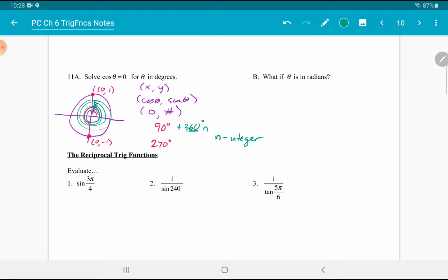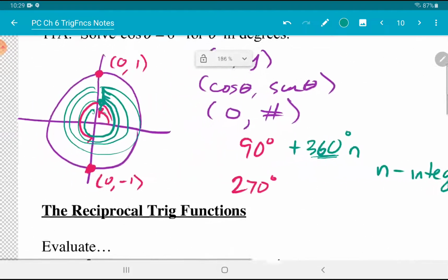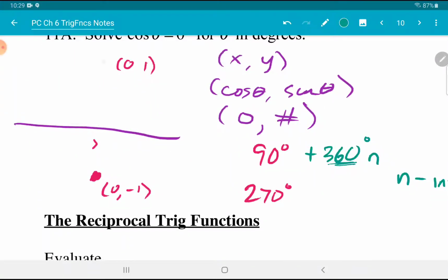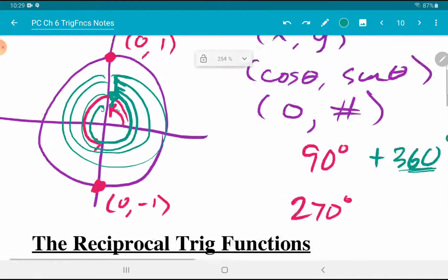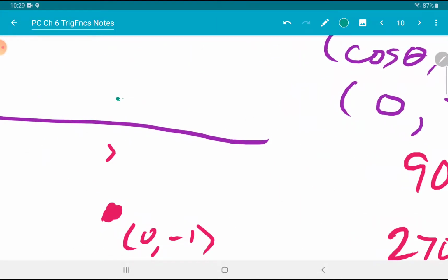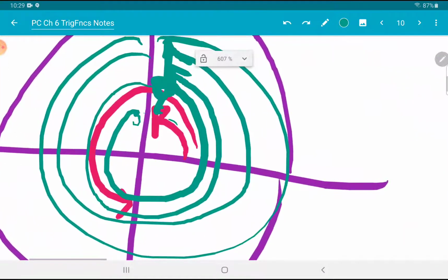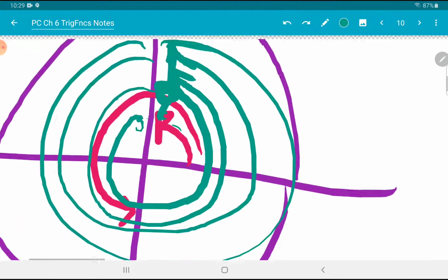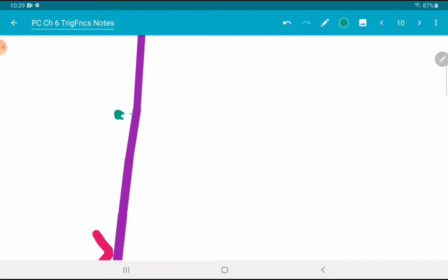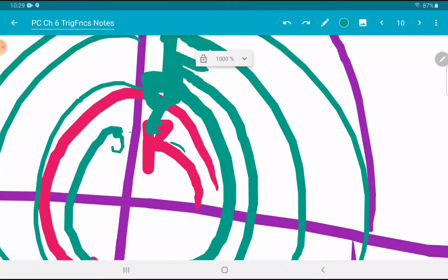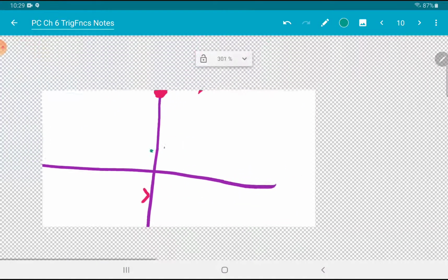Likewise, if we're at 270 degrees, oops, I just erased everything. Undo. Sorry, I'm just trying to erase the green here. Nope, it's not going to work. Nope. All right, let's just do it all over then.